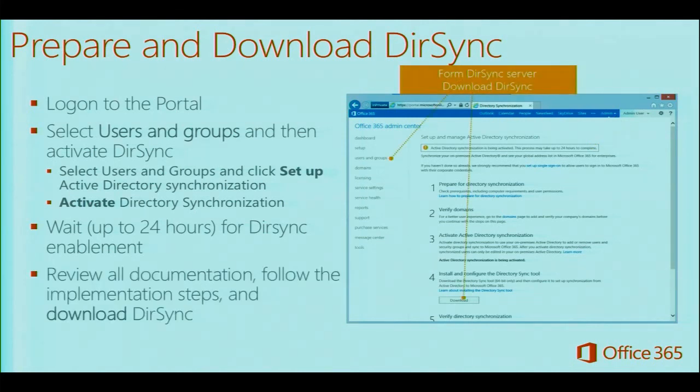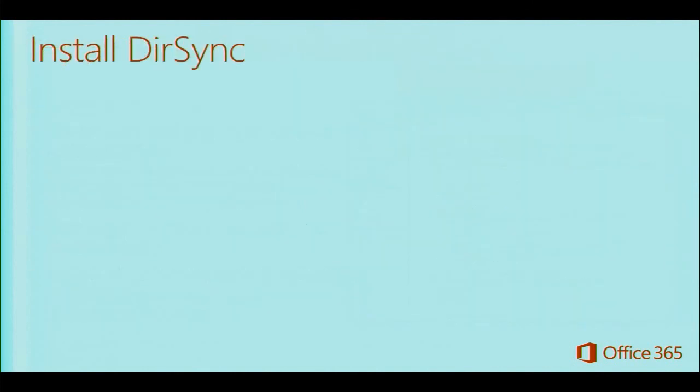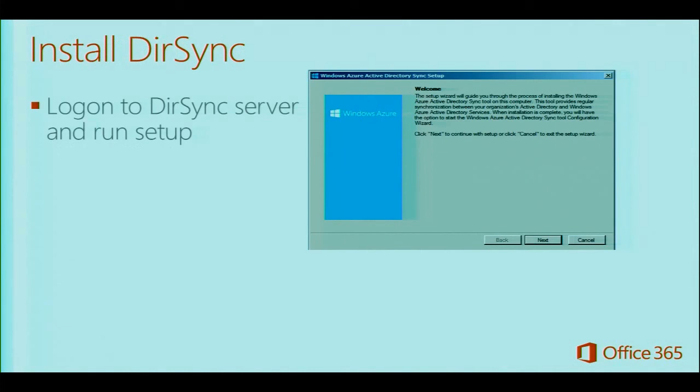Once it is enabled, then you'll hopefully read all of our documentation and then follow the implementation steps, and then you'll go and download the DirSync tool. By default, that download will always be the latest version of that tool, which of course is what we recommend that you're on. All right, once you're ready to do that, now you're ready to install DirSync. It installs just like about any other application you've ever installed throughout the history of Windows.